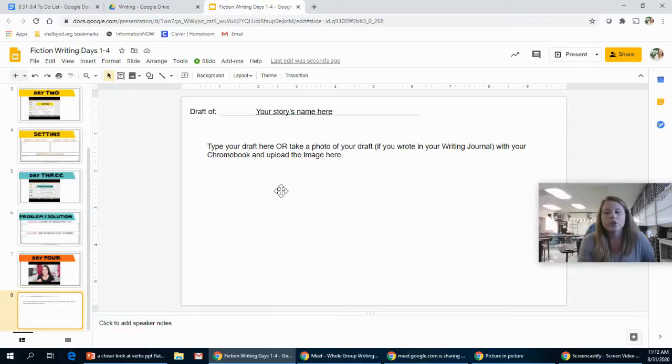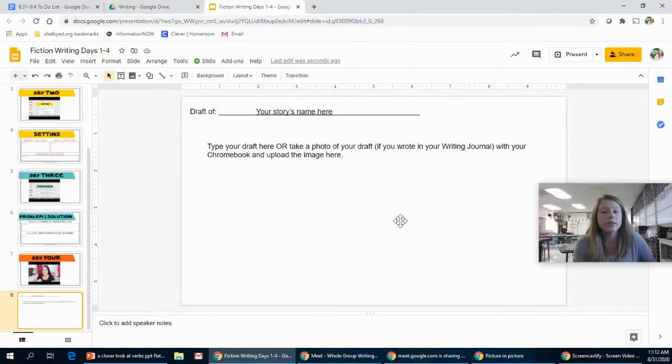Now, I looked over some of the Day the Crayons Quit drafts, and some people did not upload their draft, and they did not type their draft. So to me, it looks like you didn't even do a draft. You have got to show me proof of your work. If I have on the slide to type it or to take a picture of your draft, I expect that you either type it or take a picture. It's easy. It's simple, okay?